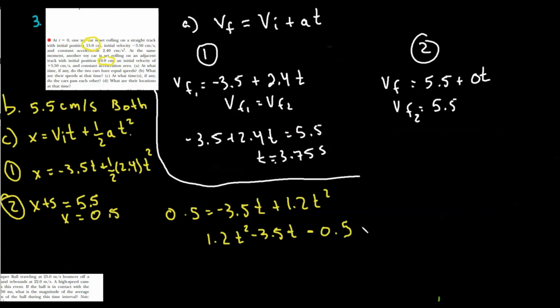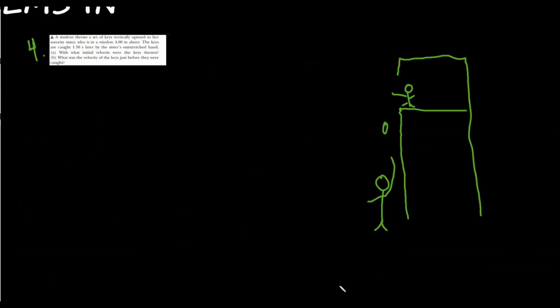And this is a quadratic equation. If you solve it using the quadratic formula or some calculator that you have, you get two positive times, 0.604 seconds and 6.8 seconds. Because they're both positive, they're both valid, so the cars pass each other twice, at these two times here. Alright guys, question 4.